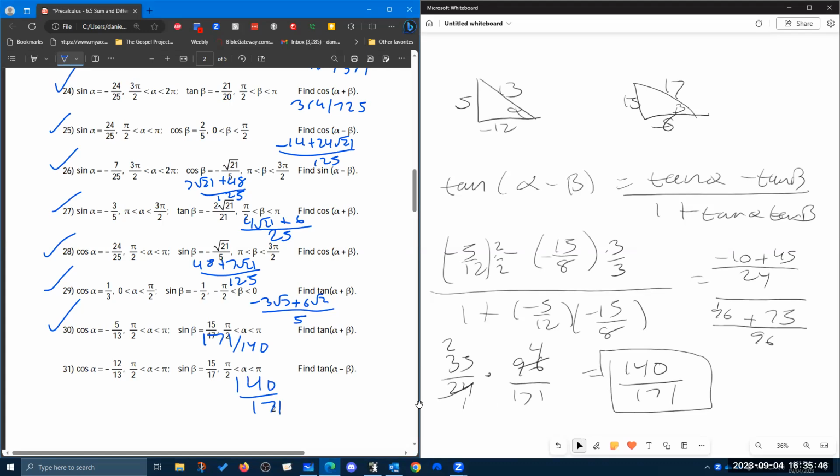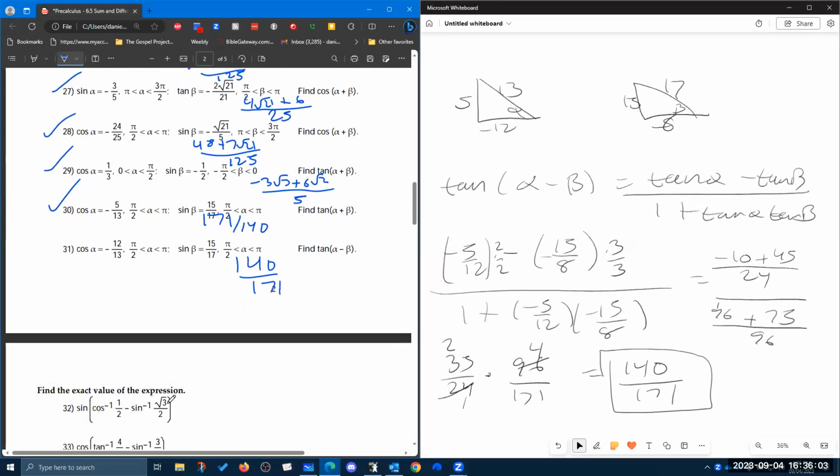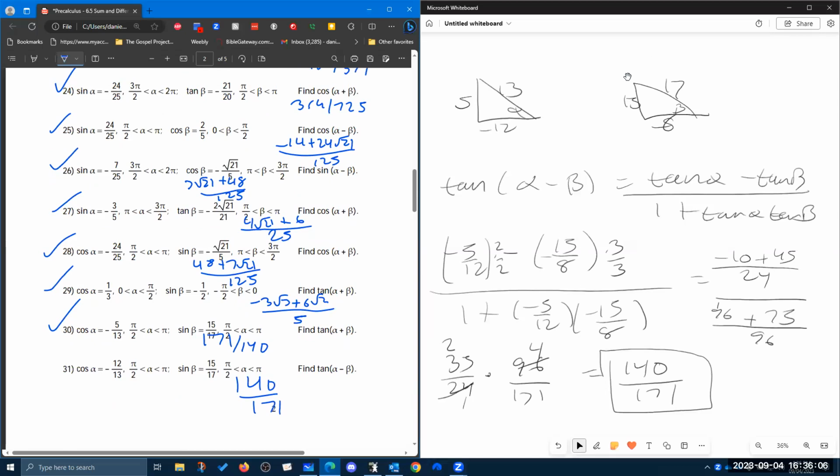And that's it for this video. We'll come back next time and we'll do some inverse trig values for the angles, and we may have to draw triangles like this again and do a substitution with the alpha and the beta to be able to set up our sum difference identity. So we'll do that next time in part 3 of our sum difference identities videos.